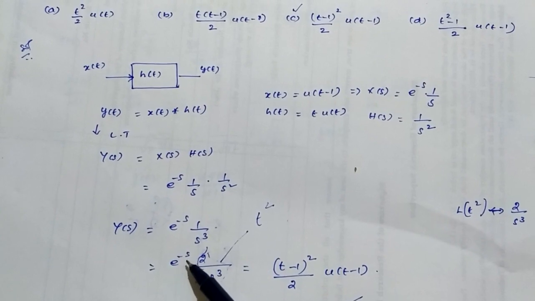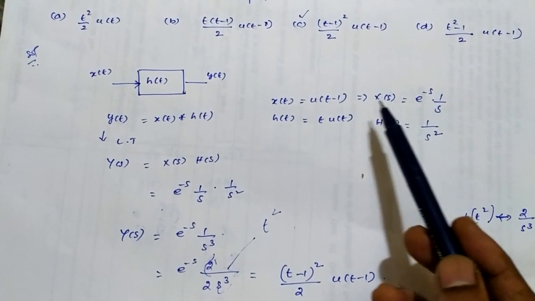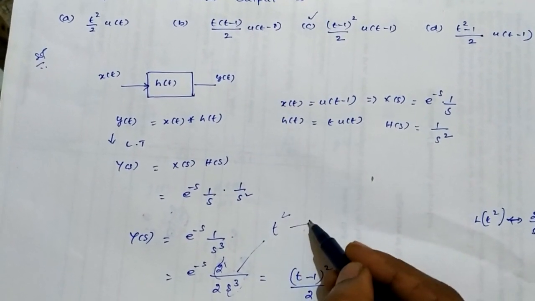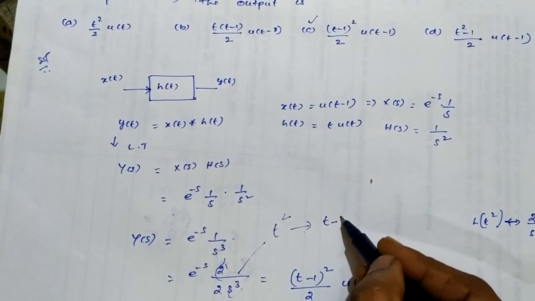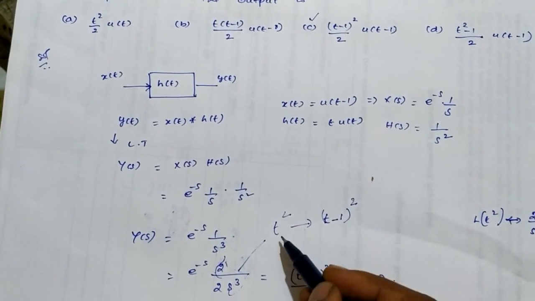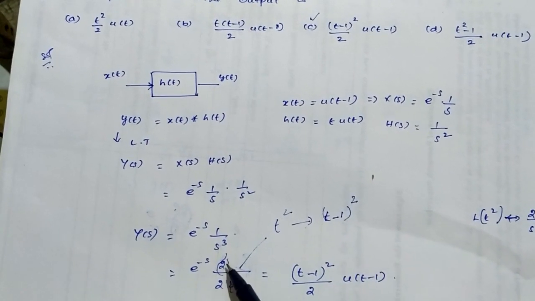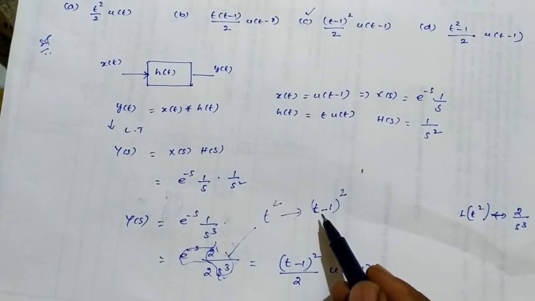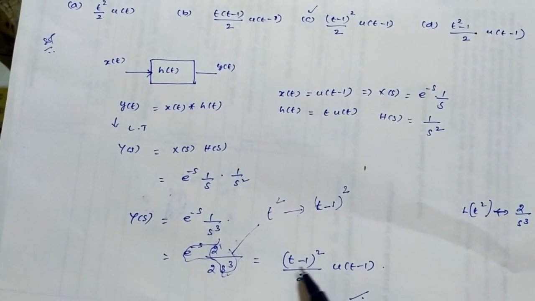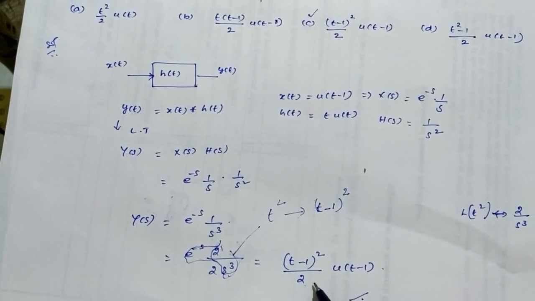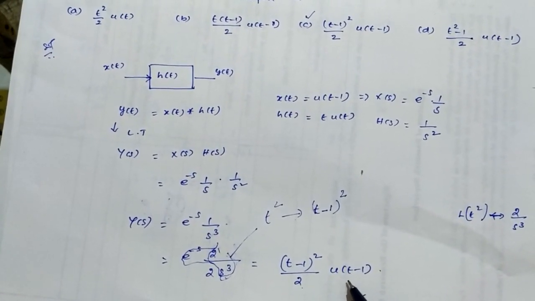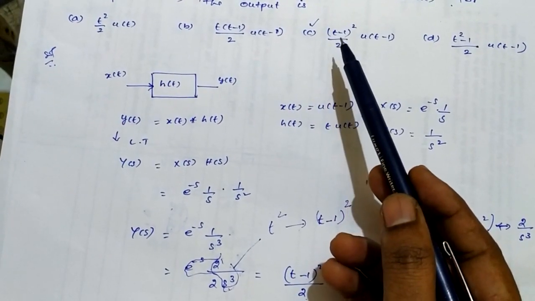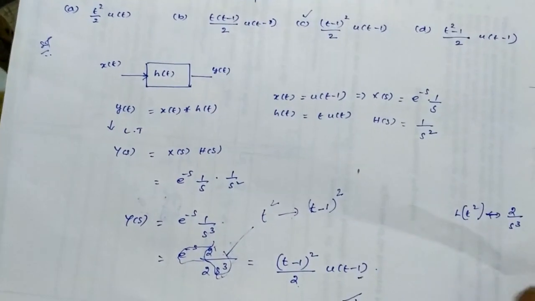But e power minus s means that it is delayed by an amount of 1. So that means this t square is delayed by an amount of 1, that is t minus 1 whole square. Of course we have the 2 in the denominator, and it is available only starting from 1. So this is the answer, t minus 1 whole square divided by 2.